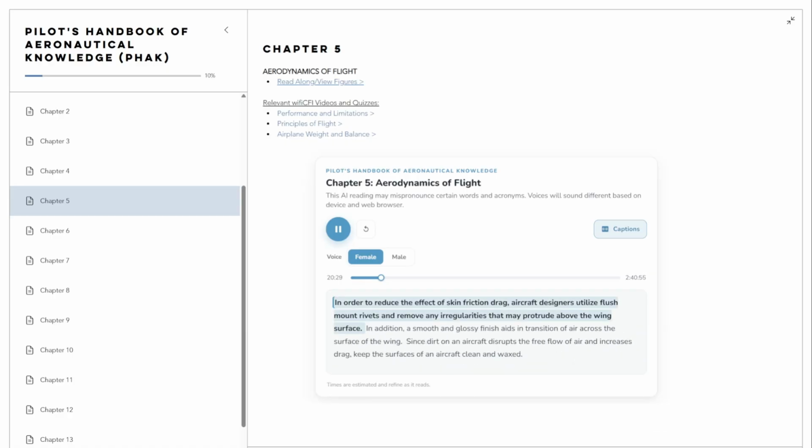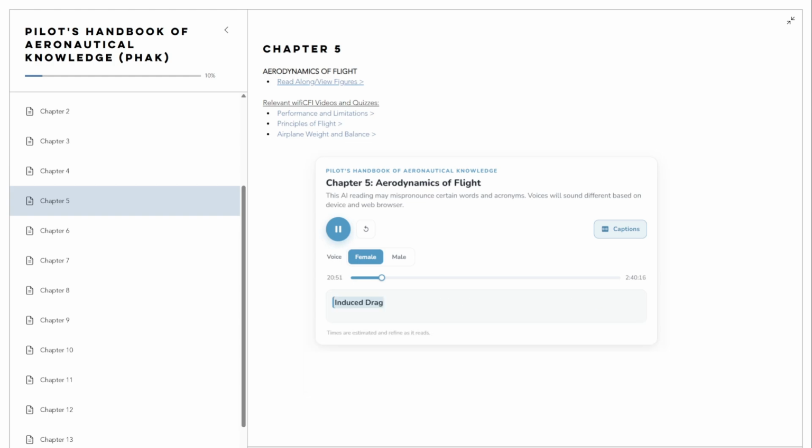In order to reduce the effect of skin friction drag, aircraft designers utilize flush mount rivets and remove any irregularities that may protrude above the wing surface. In addition, a smooth and glossy finish aids in transition of air across the surface of the wing. Since dirt on an aircraft disrupts the free flow of air and increases drag, keep the surfaces of an aircraft clean and waxed. Induced drag.